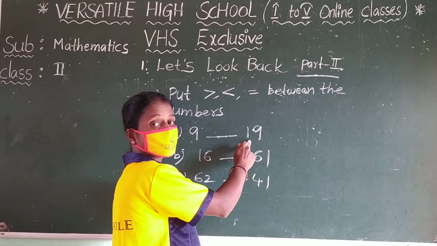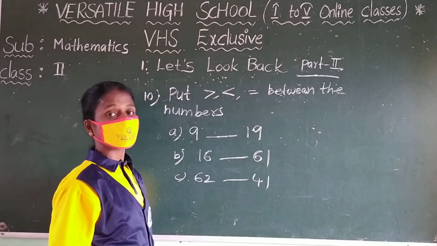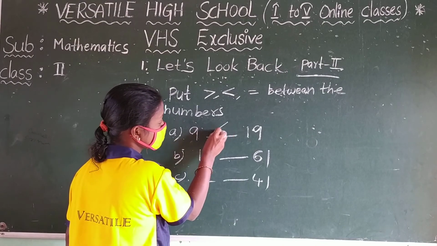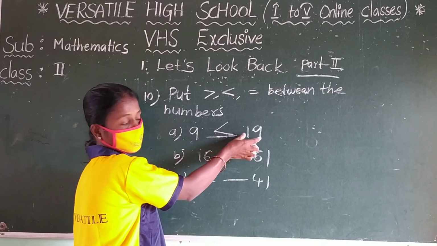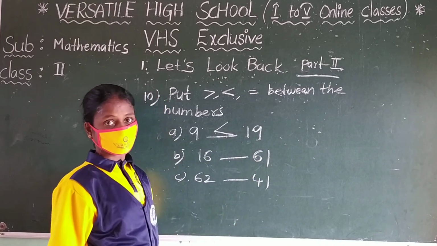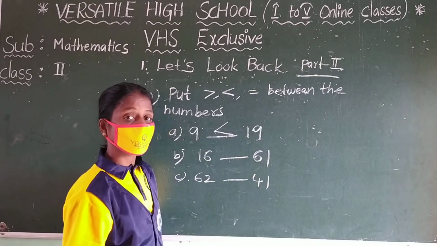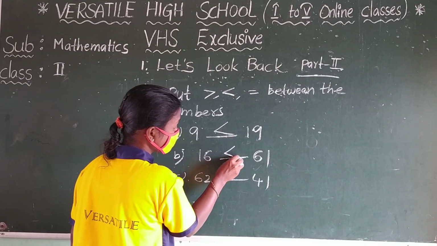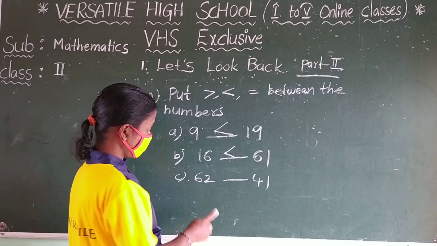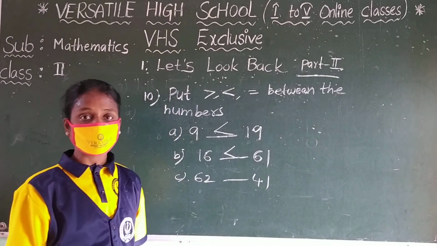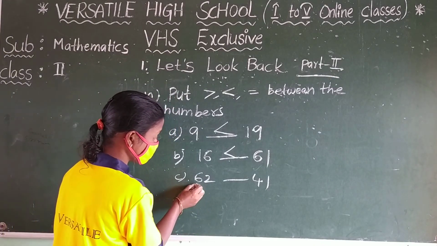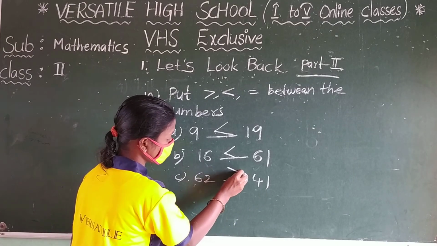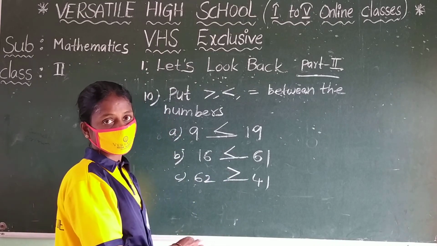What is the number giving us here? 9. And this number is 19. Which is the greatest one in both? 19. So you keep the symbol, is it less than or greater than? Less than. Open place, big number. And 16, 61. Which is the greatest number? 61. So here also less than. Now 62, 41. Which is the greatest number in both? 62. Why? Because 10's place is 6 here, 10's place is 4 only. So this is the greatest number, 62. So you keep the symbol in this one. This is the greater than.